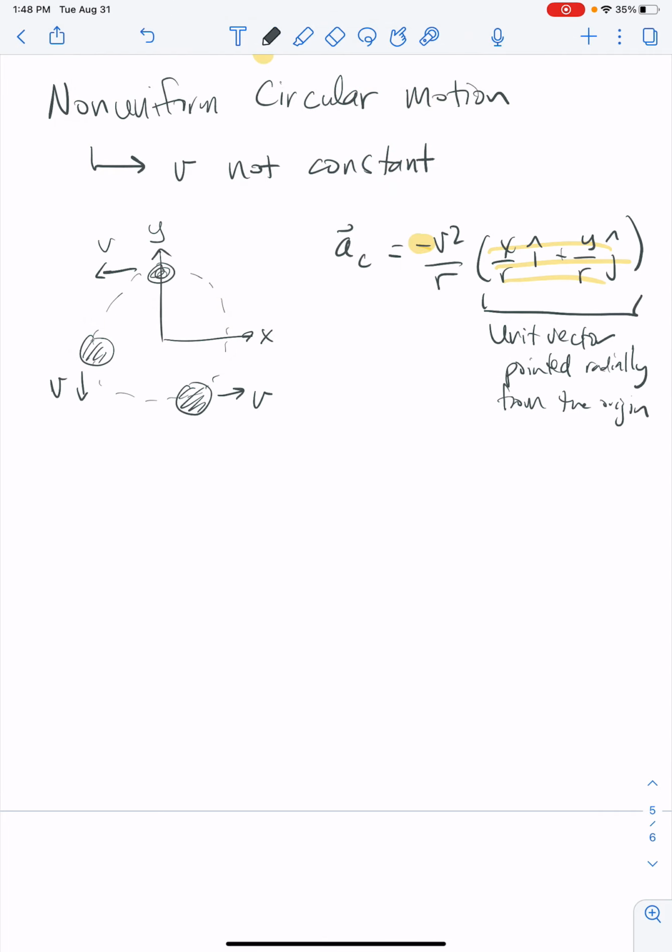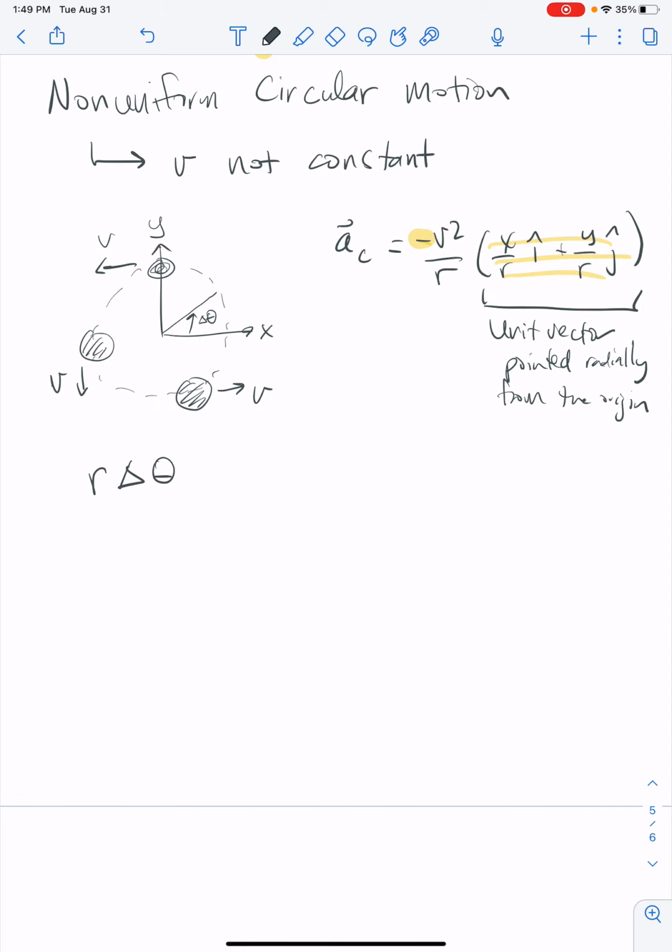Now, the derivation that we did in class relied on the idea that, let's draw our theta here, delta theta is here, so our arc length traveled over some time interval delta t was r delta theta, and that gave us a distance vt. So this is only true if v is constant, okay?